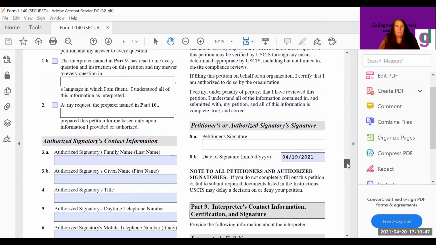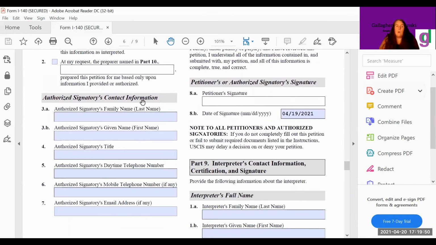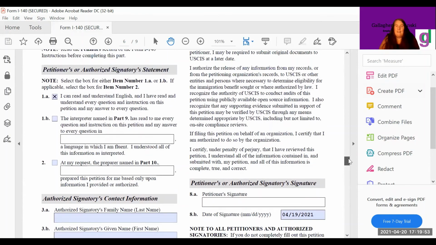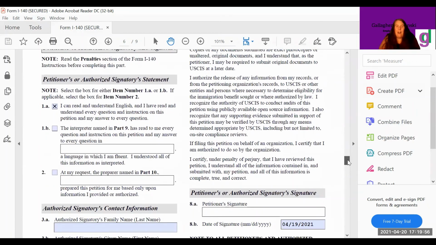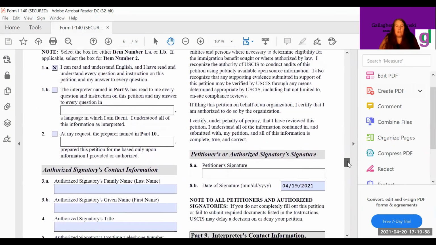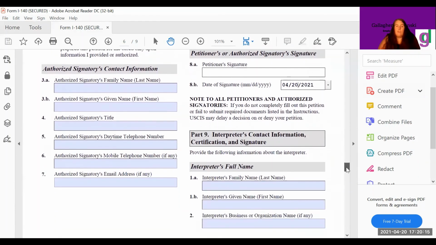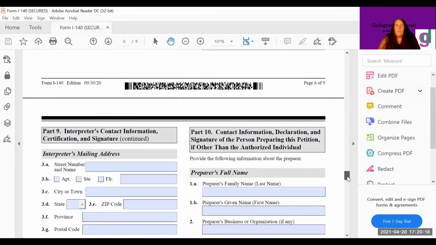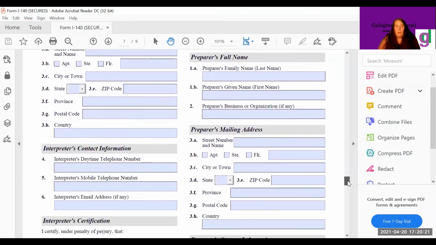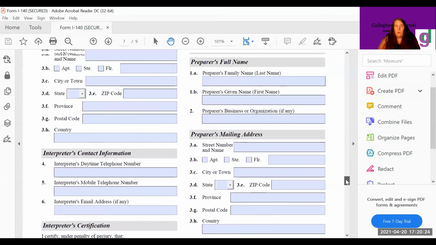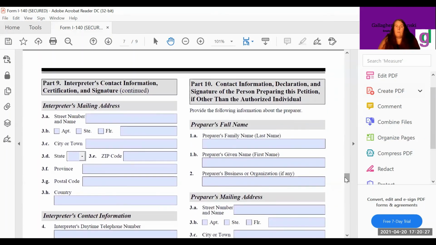So you don't have an authorized signatory. See, I said it correctly this time. And the petitioner is you. So put the date. Oh, today is actually the 20th. And you would sign right here. You're the petitioner. You're the petitioner and the beneficiary. You don't have an interpreter, leave that blank. Interpreter, all that, no.